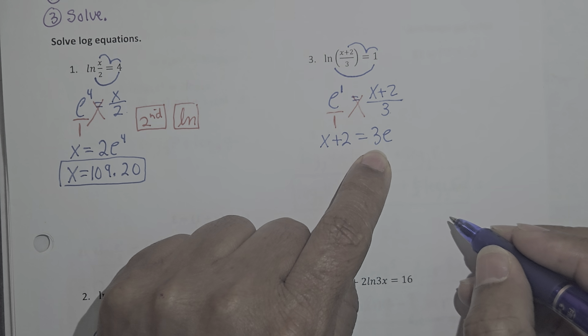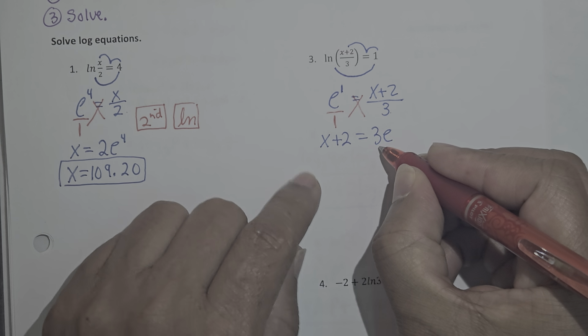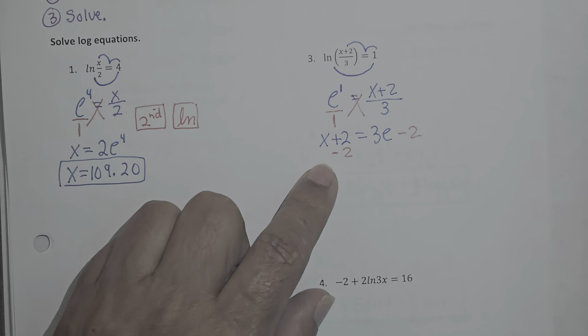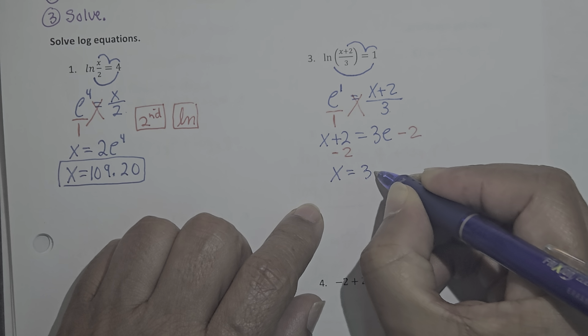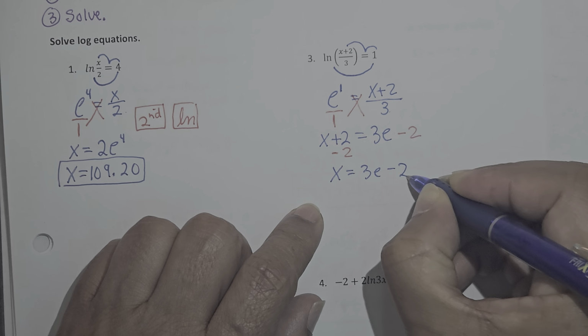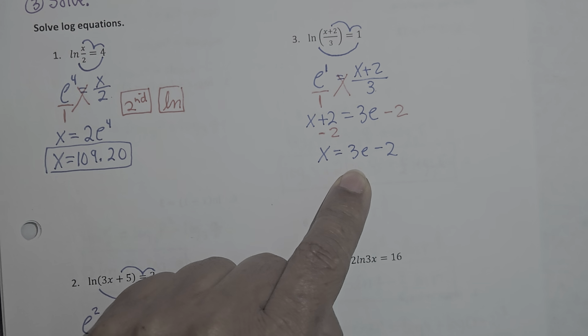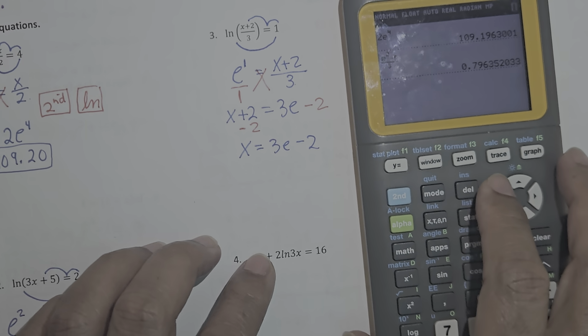Okay? So I still need to get the x by itself. So I'm going to subtract 2, not divide. So subtract 2 from both sides so I can get the x by itself. So then x equals 3 times the number e minus 2. So then I'm going to go to the calculator, and you can still use these 2 keys, or you can just do the following.